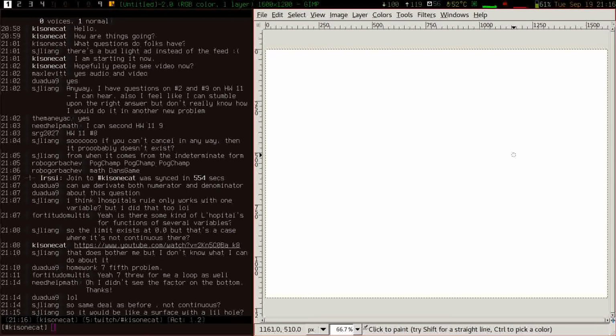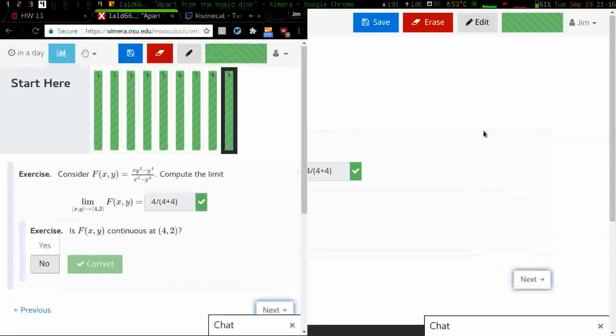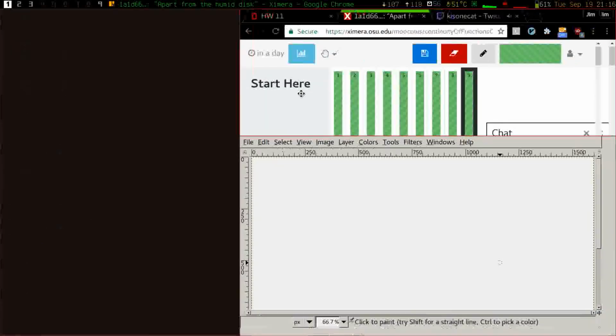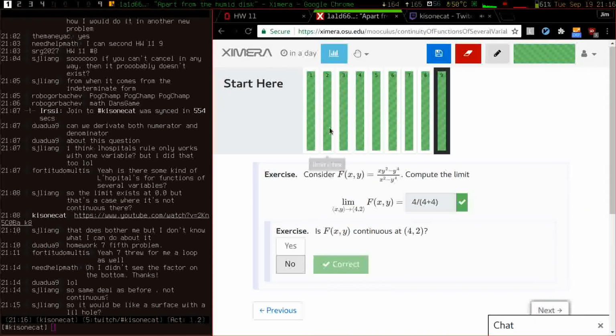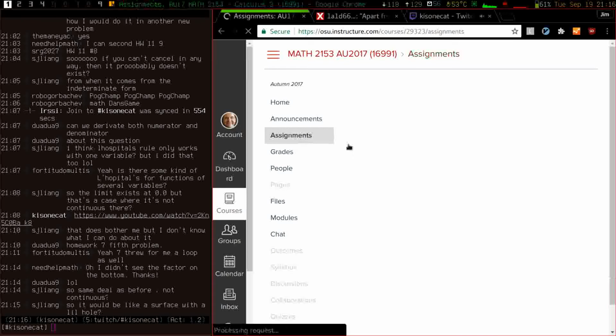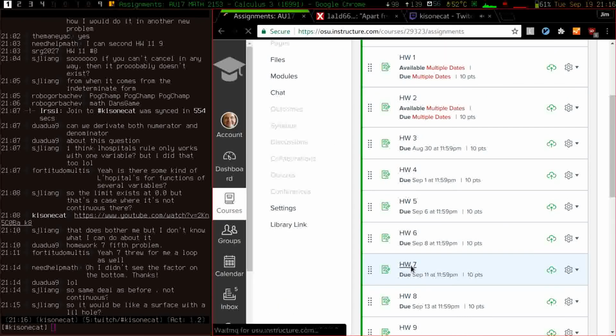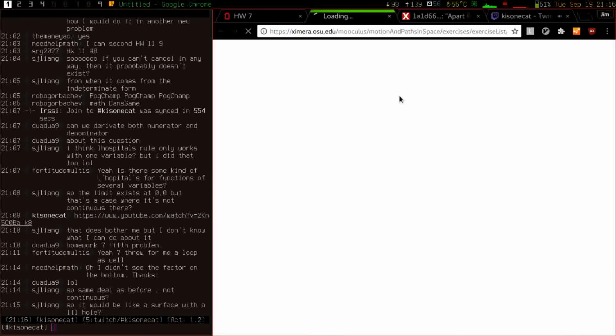Homework 7, problem 5 is another request. Let's look at that. Homework 7. Go back to my assignments tab here on Carmen. Homework 7.